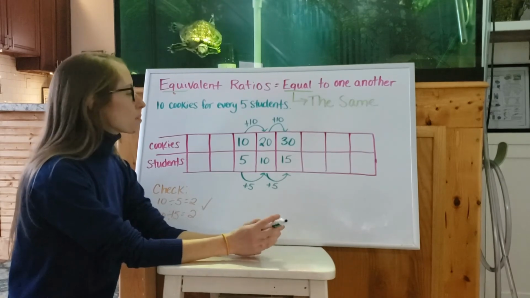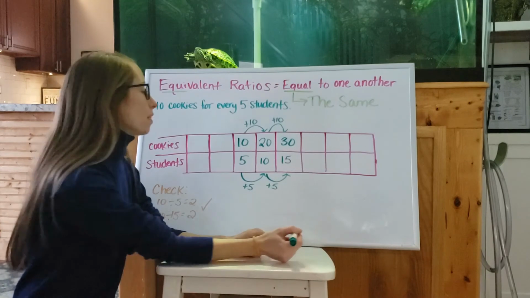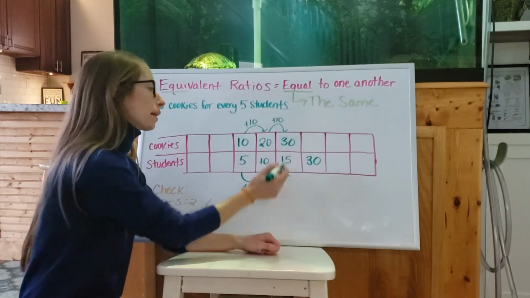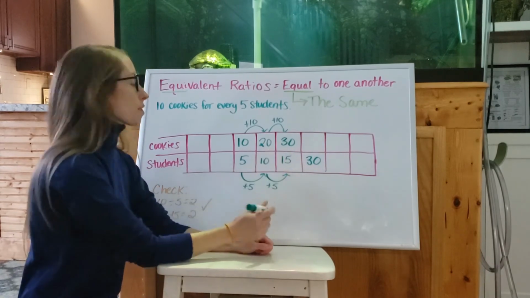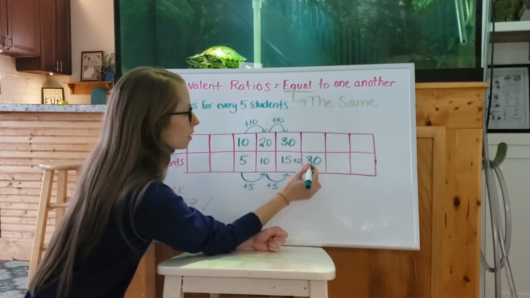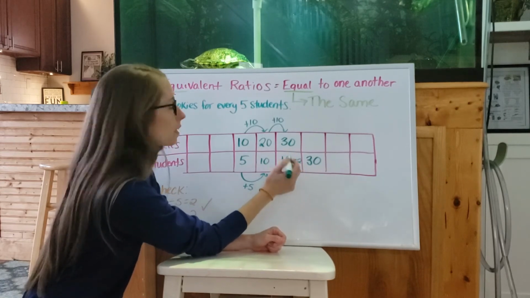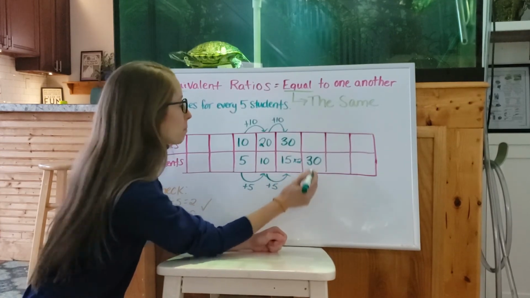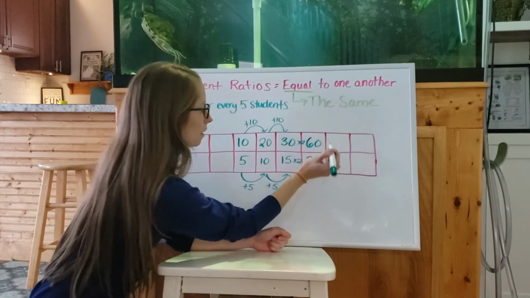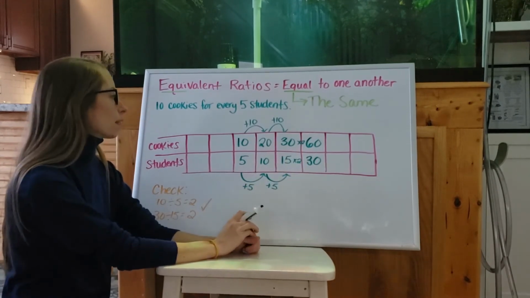You can also use multiplication and division to complete a ratio table. Let's say I wanted to know how many cookies I would need if I had 30 students. Well, I know that for 15 students, I need 30 cookies. 15 times 2 gives me 30. So, in order to keep this relationship the same, I have to do the same thing to my top number that I did to my bottom number. 30 times 2 gives me 60. Therefore, if I have 30 students, I'll have 60 cookies.